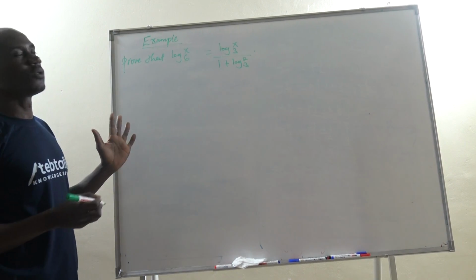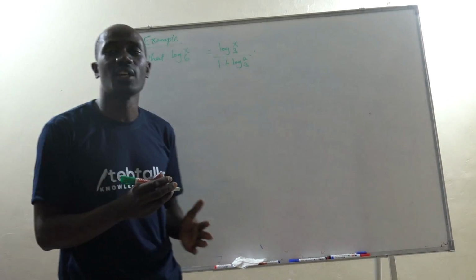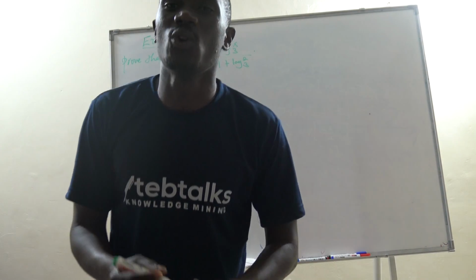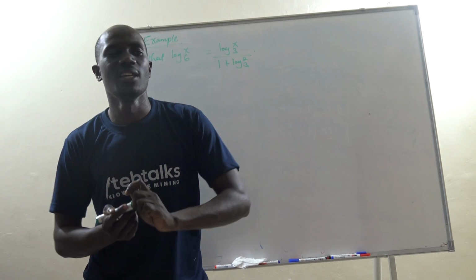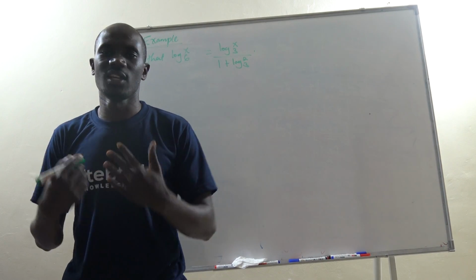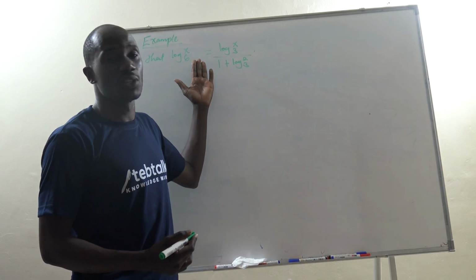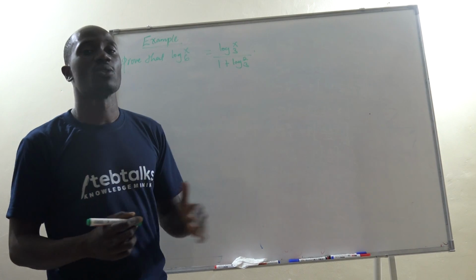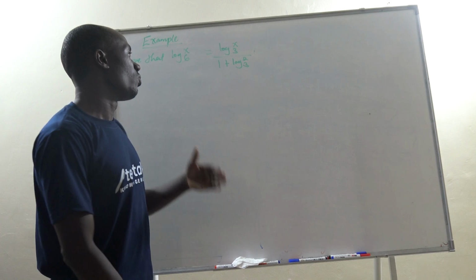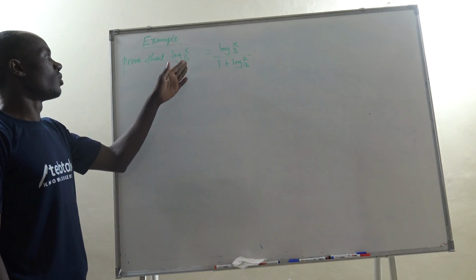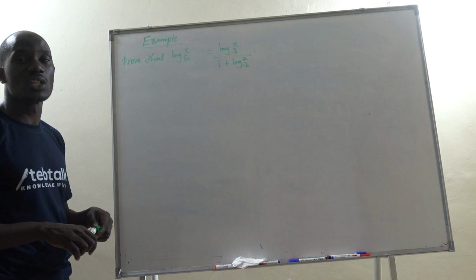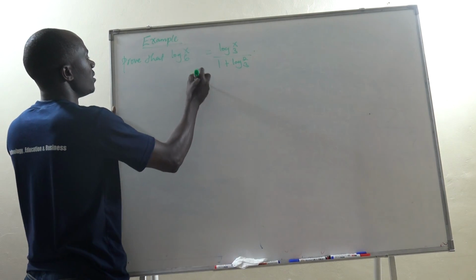So they want us to prove. When it comes to proving, you can start from any side, from the right hand side or from the left hand side. But for this scenario, they have said prove that log of x base 6 equals log of x base 3 all over 1 plus log of 2 base 3. What are we going to do with this? I'm going to start from the left hand side. We still use the index law, what we have been saying.